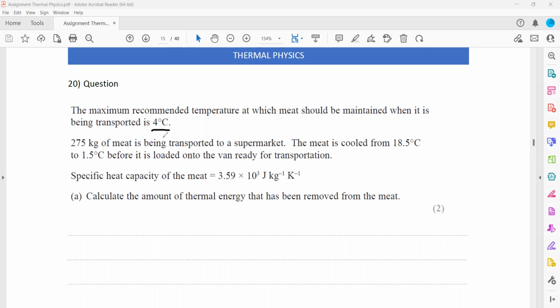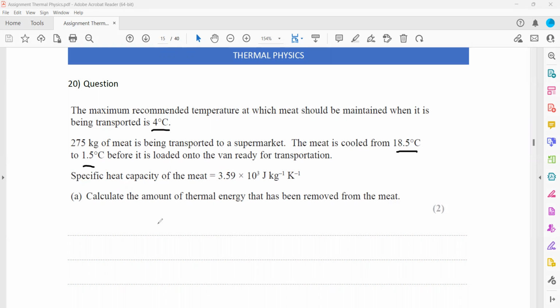275 kilograms of meat is being transported to a supermarket. The meat is cooled from 18.5 to 1.5 before it is loaded into a van and ready for transportation. The specific heat capacity of the meat is 3.59 × 10^3 joules per kilogram per Kelvin. Calculate the amount of thermal energy being removed.